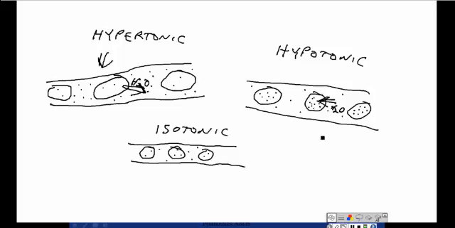Now this is interesting because we have water movement here. We're talking about water movement from the cell to outside the cell, from the intracellular space to the extracellular space. But that's not the only place in the human body where water moves. This is important for us to understand as paramedics.